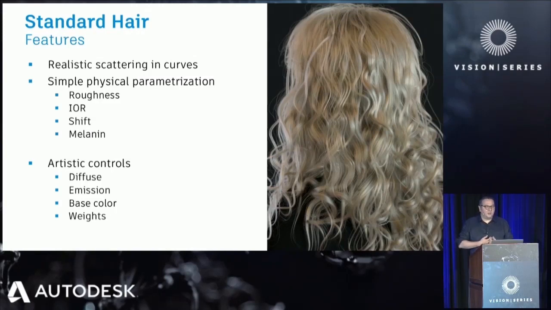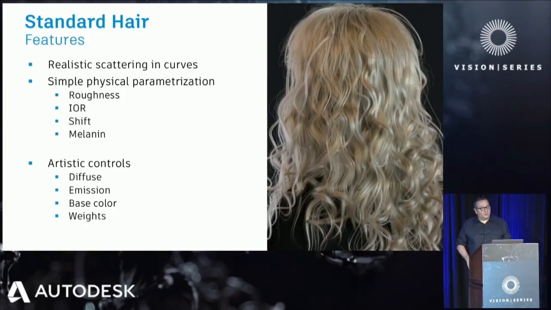The first of those shaders is the standard hair, and now it does completely realistic scattering in hair, with scattering from hair to hair. It's completely physically based, and we've tried to make it as simple as possible to control with just four physical parameters: the roughness, index of refraction, the shift, which is the angle of the scales on the hair strands, and the melanin amount to control the color. I'll talk about this a bit later.